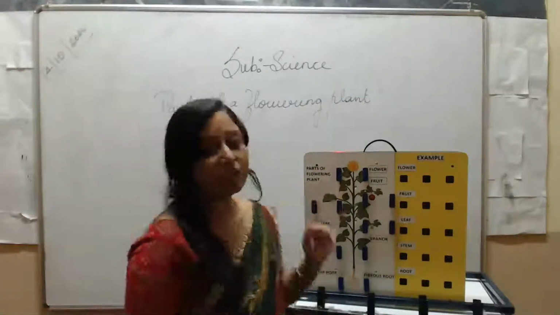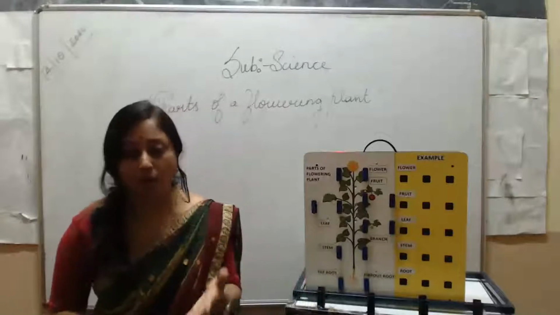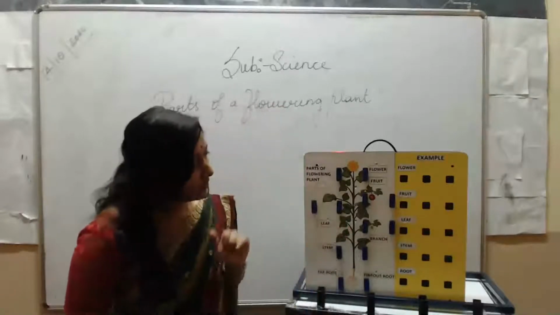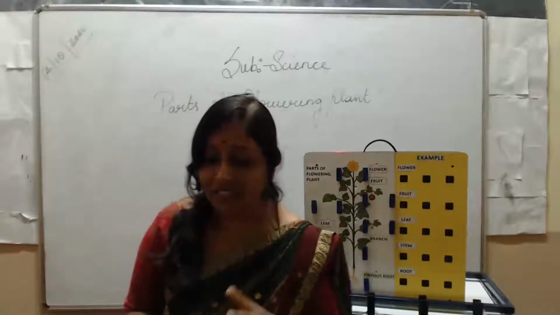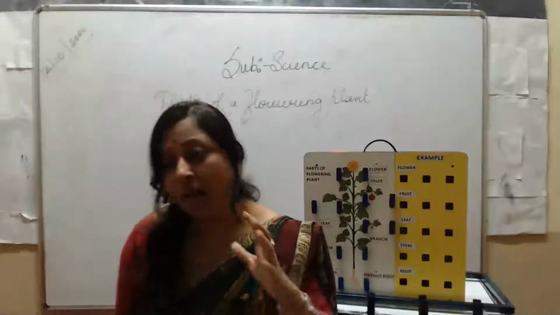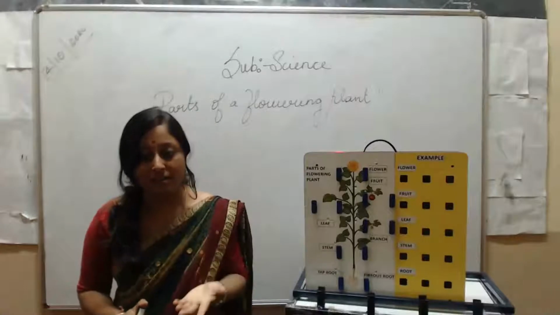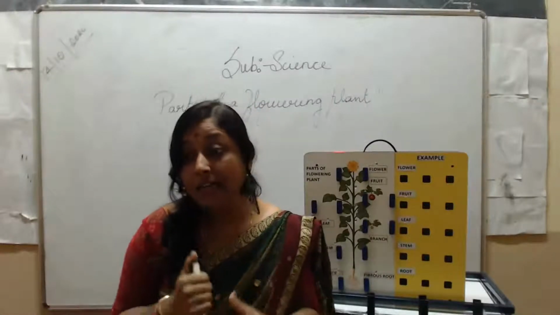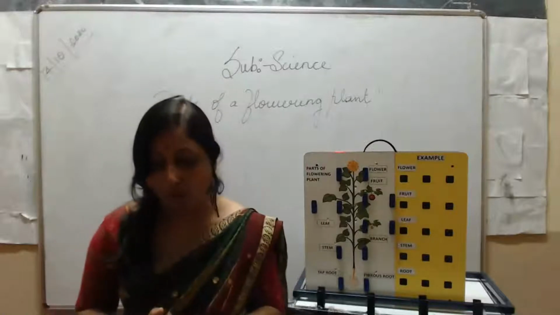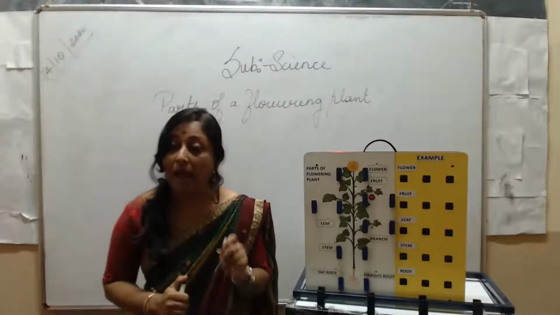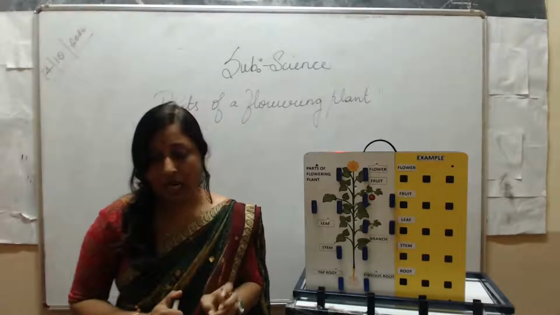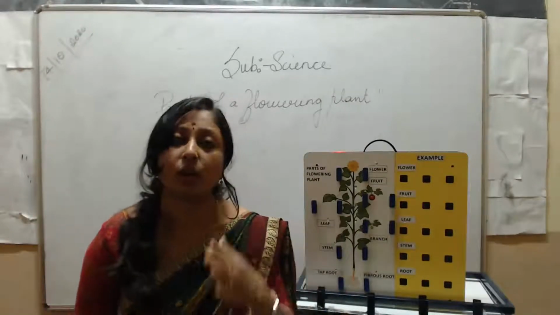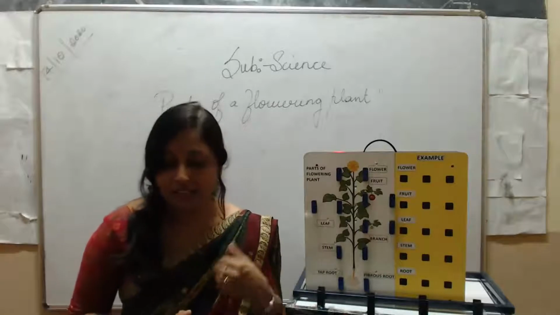With the help of this model, I'll explain the first chapter, parts of flowering plants. We see different kinds of plants around us. Some are very small, some are very big, and some need support to climb because their stems are weak. Different plants grow in different climates and different seasons also.